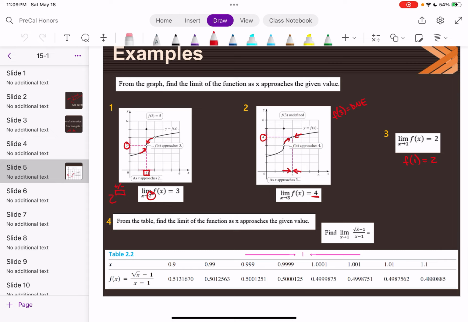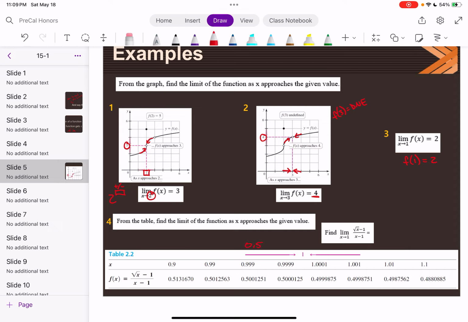Our last scenario would be example 4. Here we're given a table, and as we work our way towards that middle number, we can easily see that we're going from 0.9, 0.99, 0.999. As we get closer and closer to 1, our value on the y side of things gets closer and closer to 0.5. So in this case, for number 4, we would say the left side would approach 0.5.